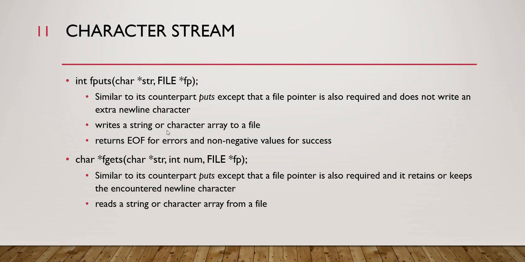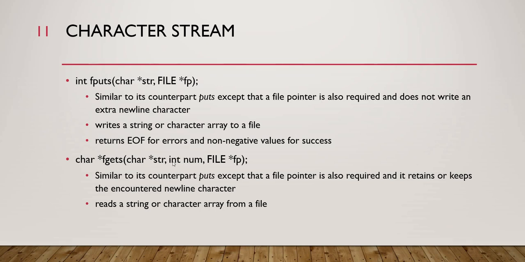So this writes a string or character array to a file, just similar to puts, which was used to write to the screen or console. Now we are writing it to a file. Okay, so this function returns end of file for errors and non-negative values if the puts function or fputs function is successful. Okay, so next we'll see the fgets function.